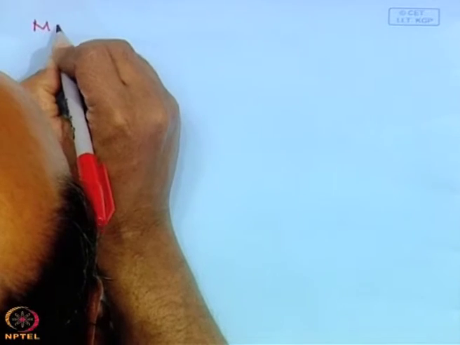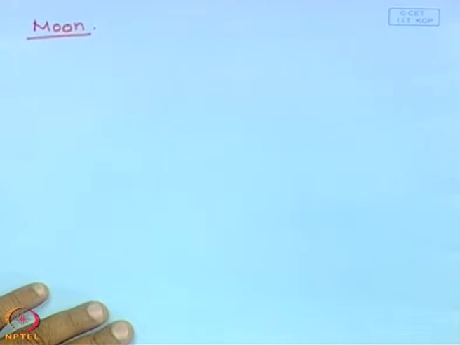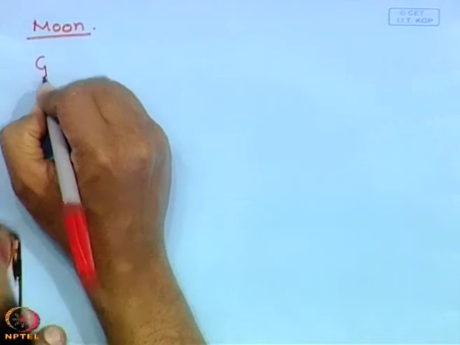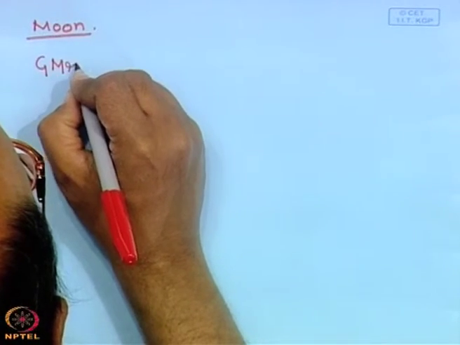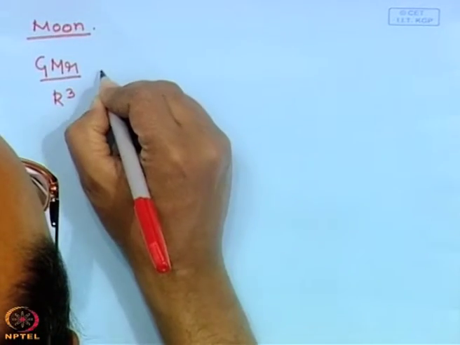Okay. So, let us see. Let us first take up the tidal force of the moon on the earth. Okay. So, the tidal acceleration produced by the moon on the earth, we can estimate this by calculating G into the mass of the moon, radius of the earth, divided by the earth moon distance cubed.